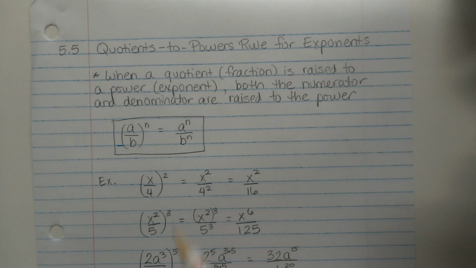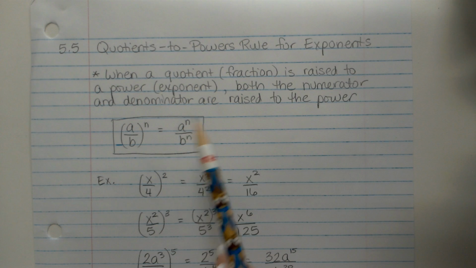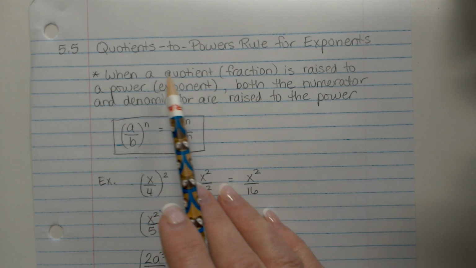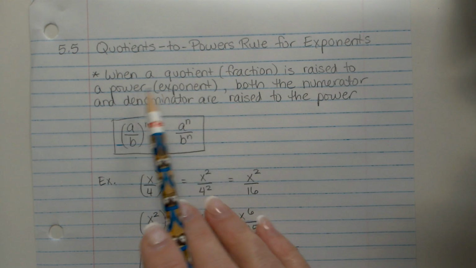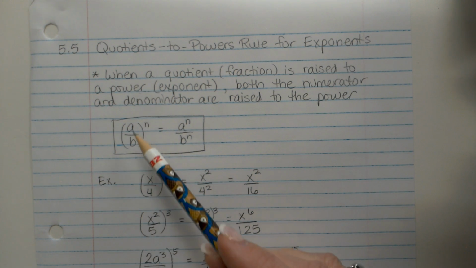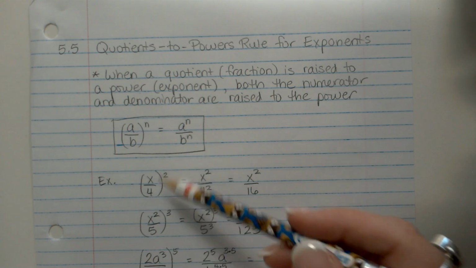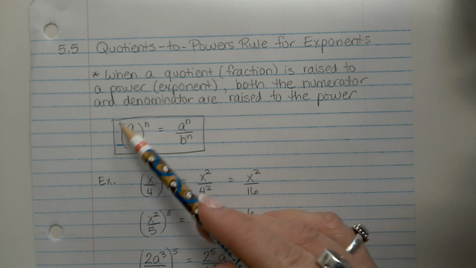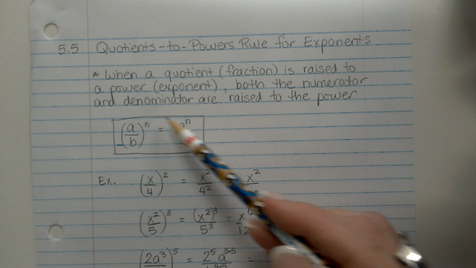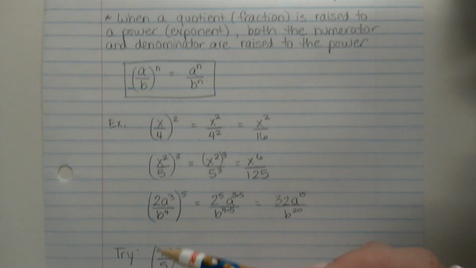All right, let's talk about if you had fractions and they're raised to a particular power. Fractions or quotients and fractions are similar. So there's a rule for exponents. If you have a fraction or a quotient and it's raised to a power or an exponent, both the numerator and the denominator are raised to that same power. So if you have a fraction inside of here and they're both being raised to this exponent, you can separate them out as the numerator and the denominator. So let's look at a couple of examples.